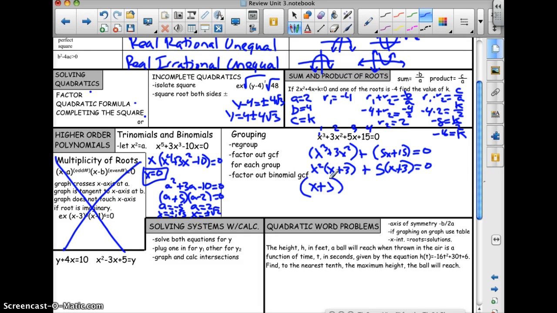So I know x plus 3 times x squared plus 5 has to equal 0. Then I set each one equal to 0. So x plus 3 equals 0. I get x equals negative 3. Okay? That's my first answer.